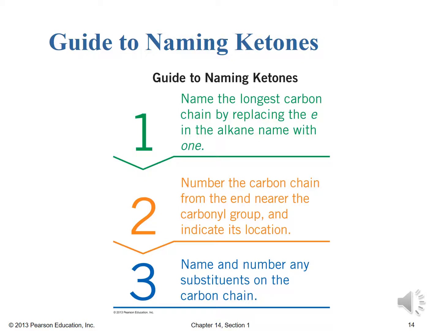Okay, so here's our guide to naming ketones. First, we name the longest carbon chain by replacing the E in the alkane name with an ONE. Secondly, we number the carbon chain from the end near the carbonyl group so that the number of the carbonyl carbon is as low as possible, and then indicate its location. Finally, we name and number any substituents on the carbon chain. Of course, this is the IUPAC naming, but that's the naming scheme that we prefer.